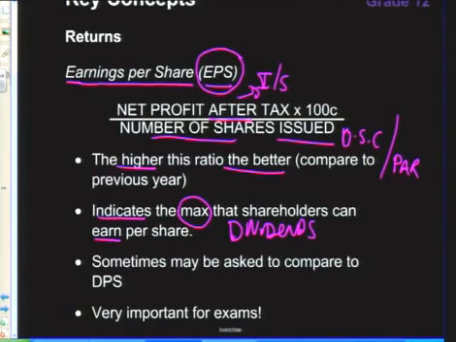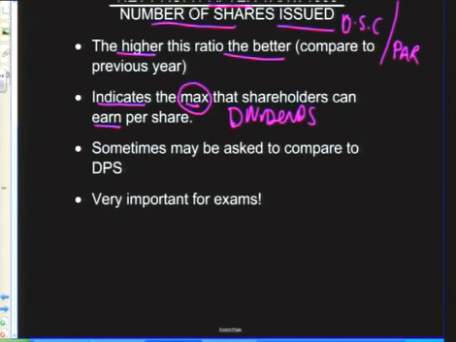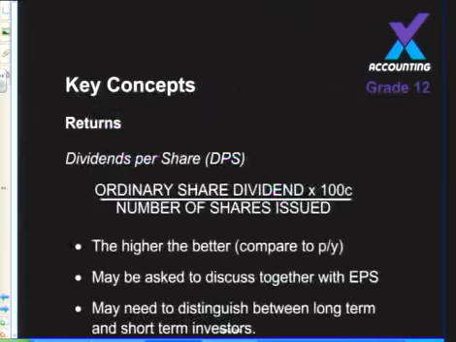So earnings per share indicates the max that shareholders can earn per share. Sometimes, and this happens very often, guys, you may be asked to compare this to DPS. Now, we're going to come across DPS, dividends per share, and again, very, very important for your exams. Okay, right, next return ratio is your dividends per share, what I've just mentioned, DPS.